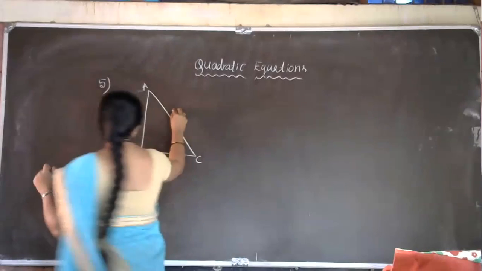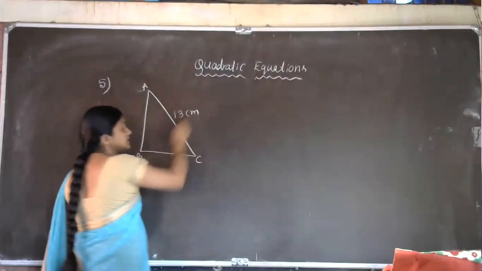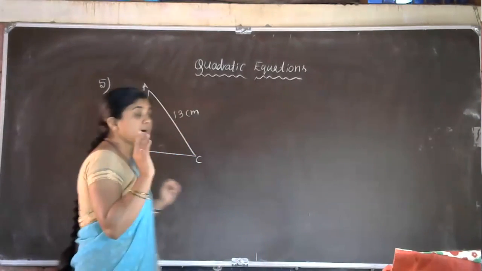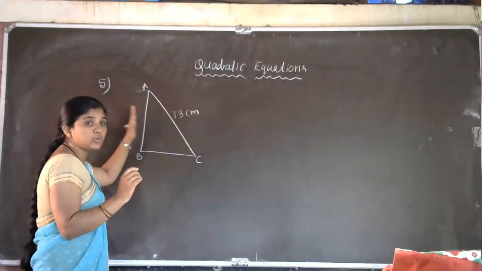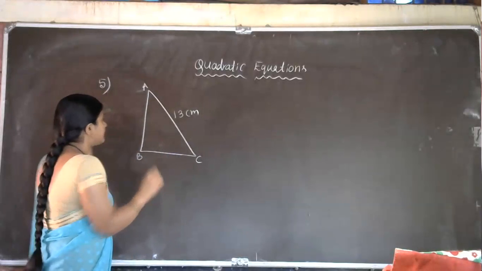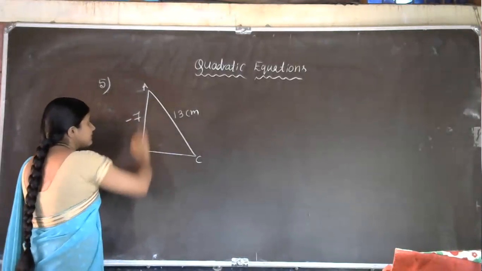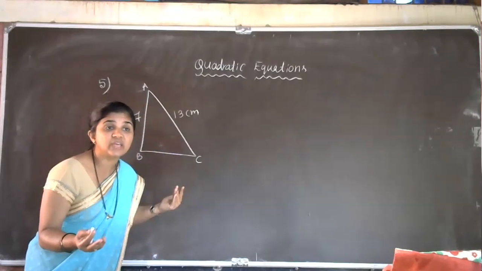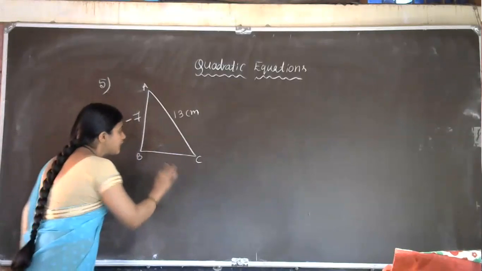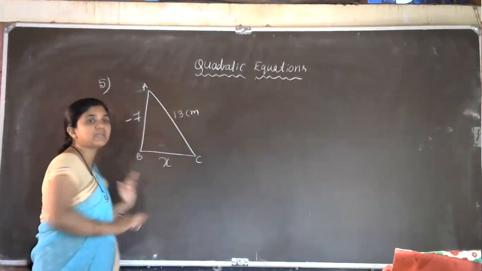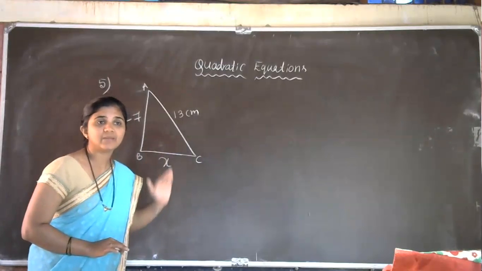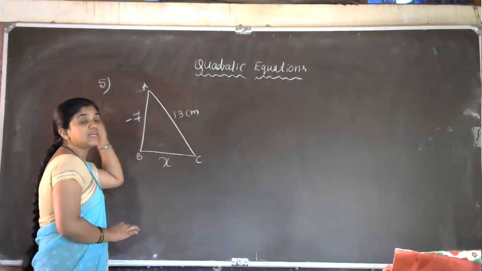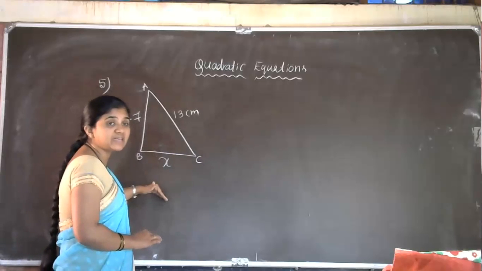It is clearly given that the hypotenuse is 13 centimeter. But there is another condition: this altitude is 7 centimeter less than its base. We don't know the base actually. Now what do we have to do? We have to take the base measurement as x. Then this altitude is 7 centimeter less than its base.